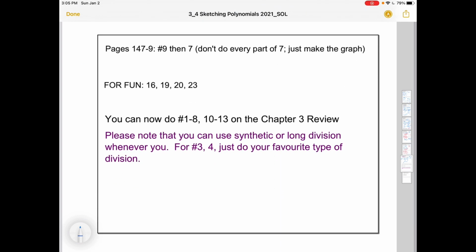In terms of practice, you can do page 147 to 149. Number 9, you could just do number 9. Or you could do number 9, then 7. Don't do every part of 7, just make the graph. If you're looking for a challenge, there are some for fun ones. And you can also do the Chapter 3 review, these particular questions. So there are a few that we've sort of taken out for this year. And please note that in questions 3 and 4, it tells you whether to use synthetic or long division. For this year, I do not care which one you use. You use whatever one is your favorite. So for number 3 or 4, just do your favorite type of division.